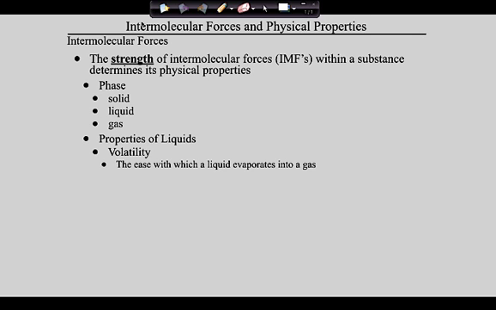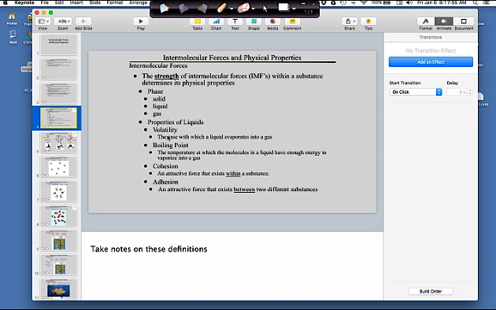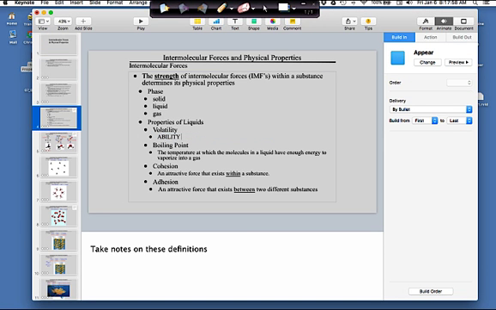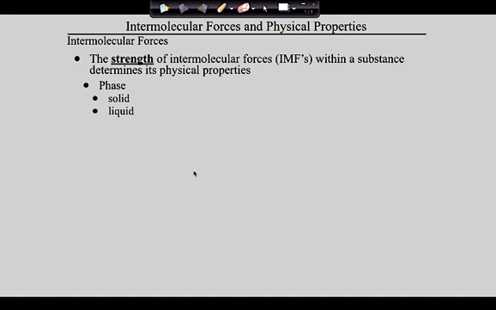easily. So guys, volatility we are going to define as the ability of a liquid to evaporate. So some liquids evaporate really easily. They're said to be volatile. Some liquids, like oil, you spill oil and it will not evaporate, or it evaporates really slowly.